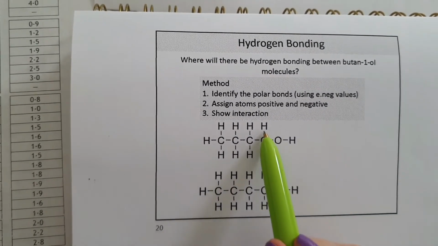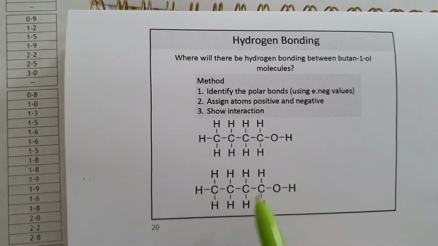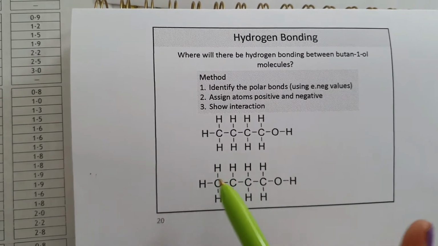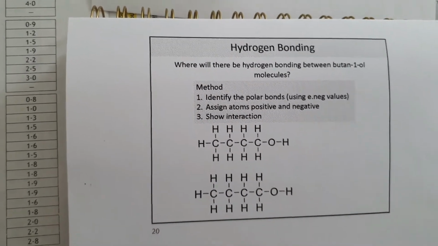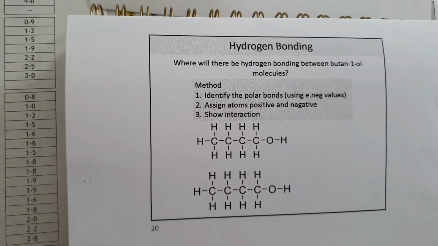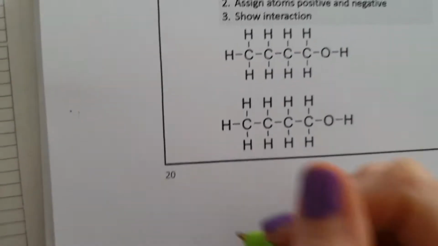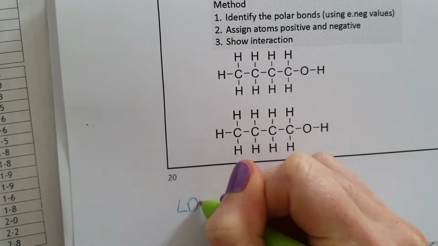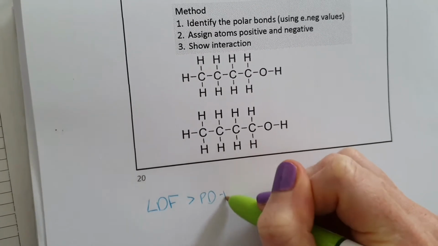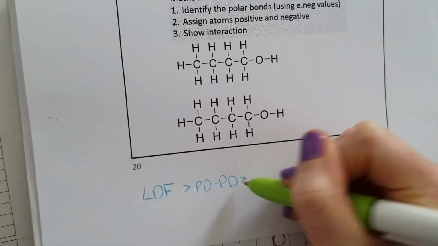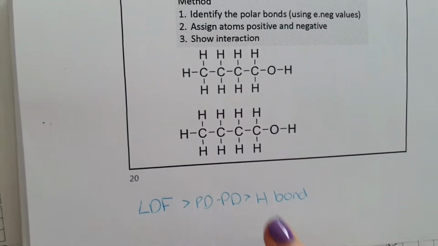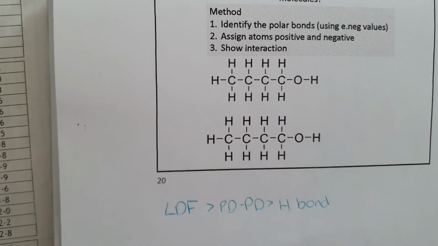So as before, we ignore all the C's to H's, which will leave a C to O and an O to H. Now we're only interested in one of those bonds, so this is where you need to know which type of bond interaction is stronger. So we have learnt previously that LDF is the weakest, and then it goes PD-PD, and then we have hydrogen bonding, which is a type of PD-PD but it's much stronger.